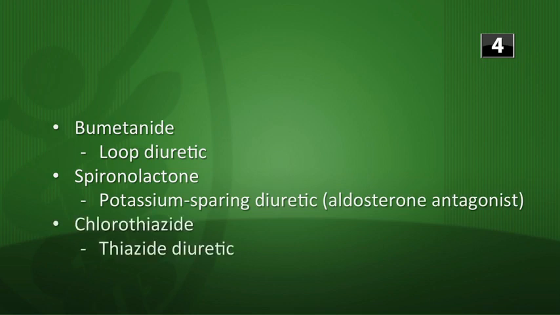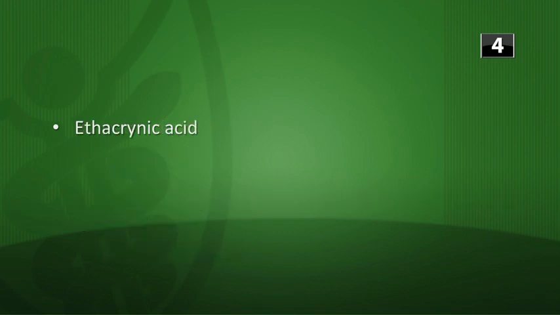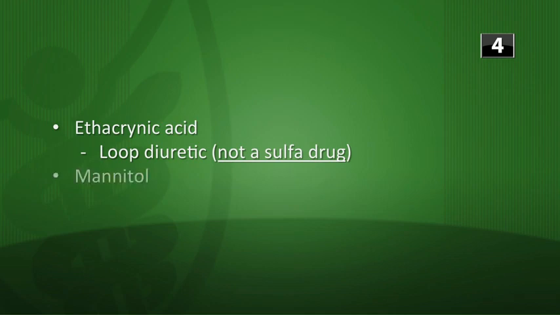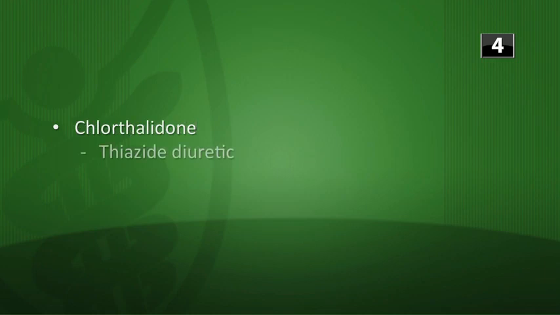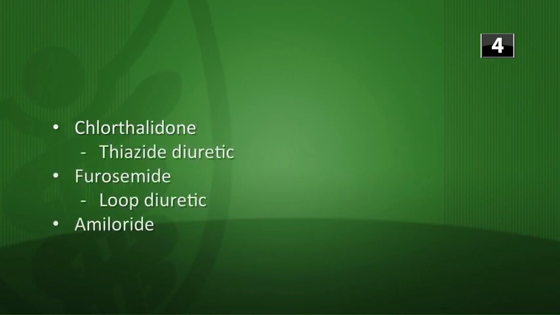Chlorothiazide, again, is a thiazide diuretic. Ethacrynic acid is a loop diuretic, and specifically it's the one that's not a sulfa drug. Mannitol is an osmotic diuretic. Metolazone is a thiazide diuretic. Chlorothalidone is a thiazide diuretic. Furosemide is a loop diuretic. Amiloride is a potassium-sparing diuretic. And torsemide is a loop diuretic.